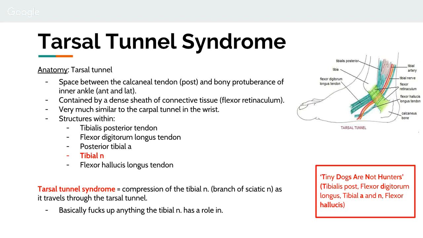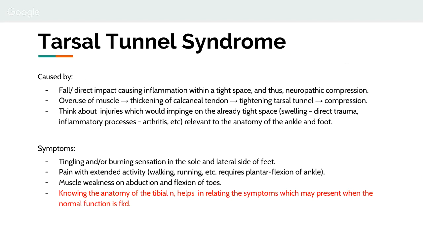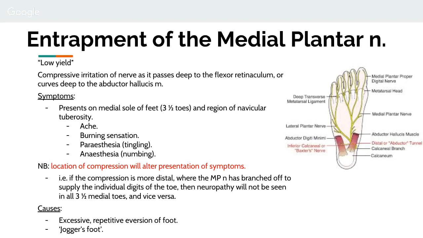Tibial nerves run through it. It basically messes up anything the tibial nerve has a role in. So if you know the anatomy of the tibial nerve and what it innervates and what it gives sensation to, you should be right. Median, okay, this is that low yield. Just, nah.